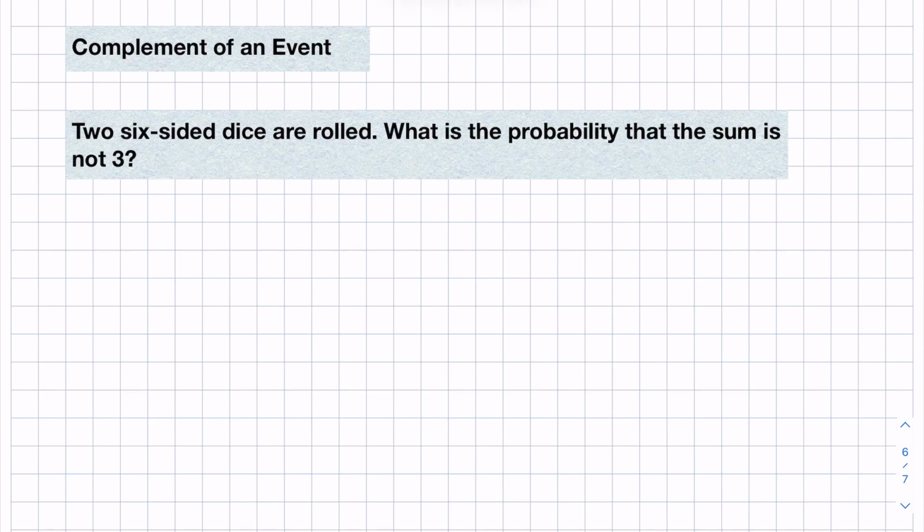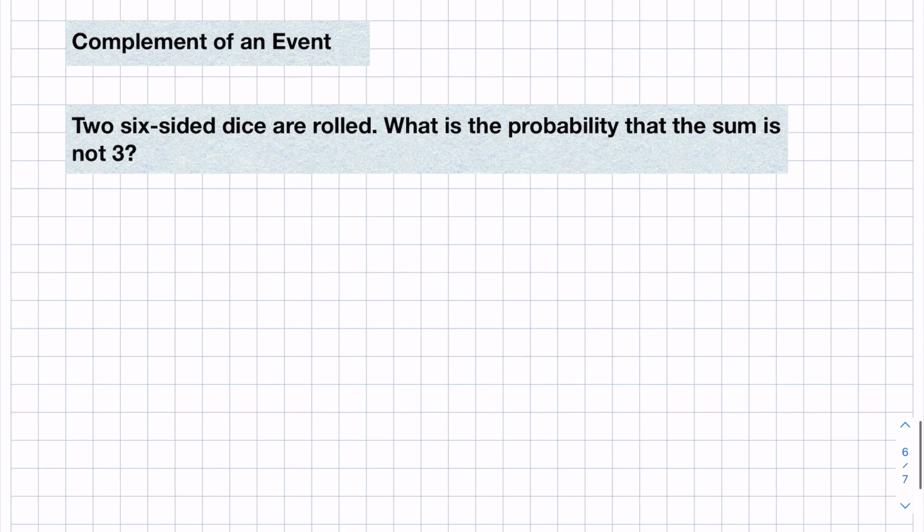Complement of an event. I'm going to use an example to explain this topic. This question asks, two six-sided dice are rolled. What is the probability that the sum is not 3? This is similar to one of the previous questions we had. And now let's try to solve it.